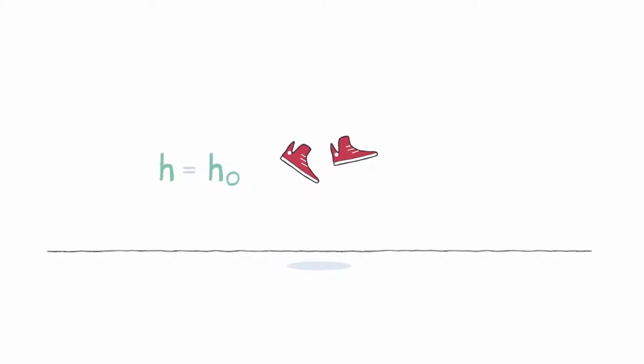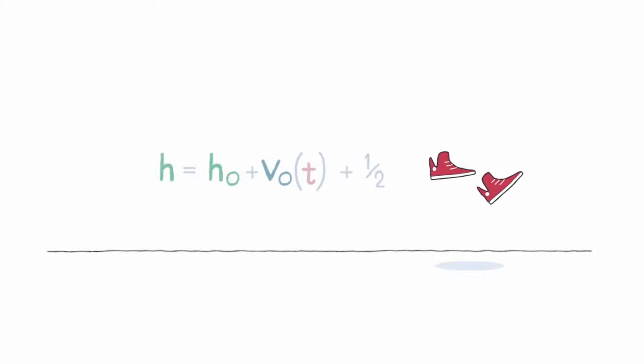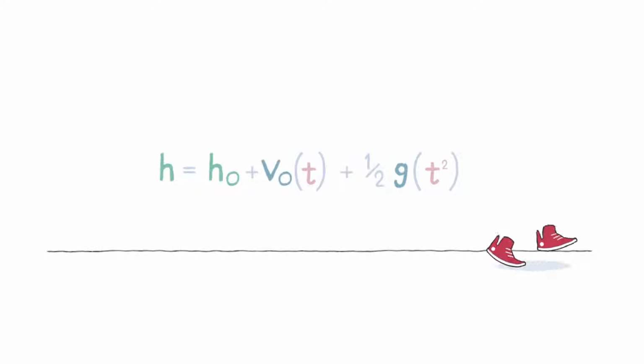This equation states that the height of a falling object above a surface is equal to the object's initial height from the surface plus its initial velocity multiplied by how many seconds it's been in the air, plus half of the gravitational acceleration multiplied by the square of the number of seconds spent in the air.